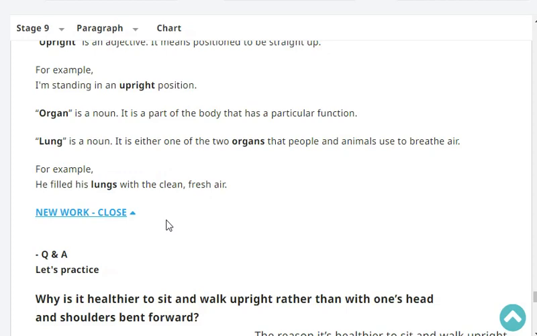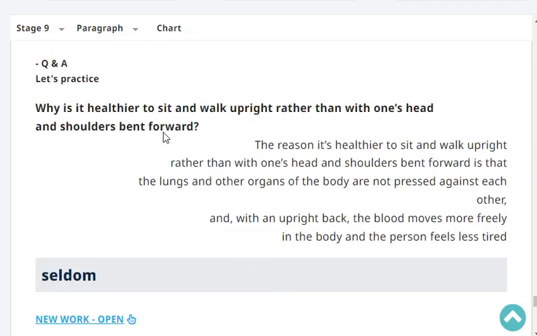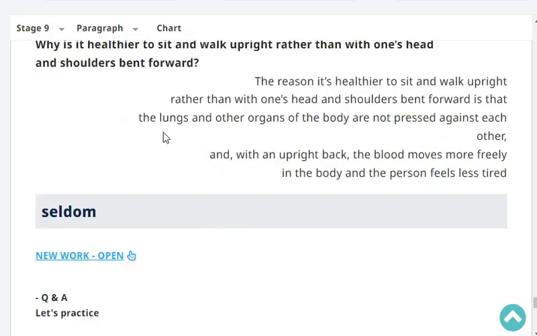It is the part of the body that has a particular function. Lung is a noun. It is either one of the two organs that people and animals use to breathe air. For example, he filled his lungs with clean, fresh air. Let's practice. Okay.